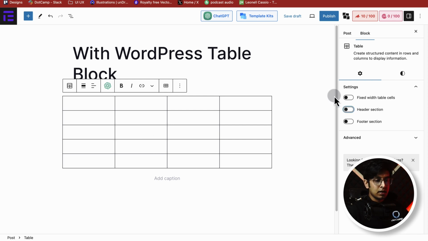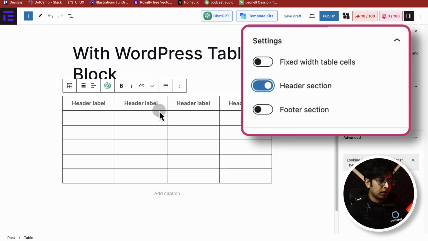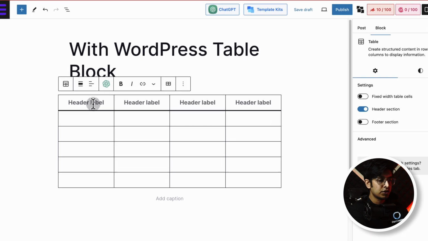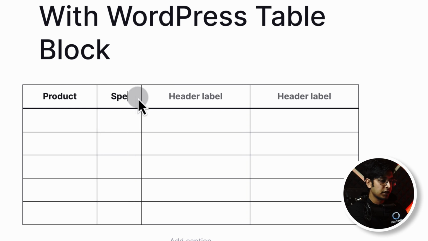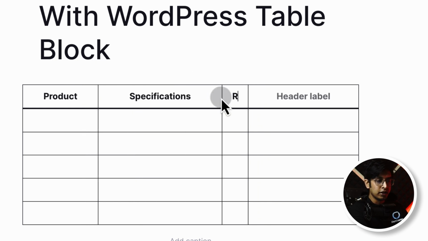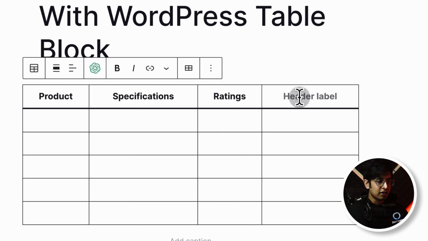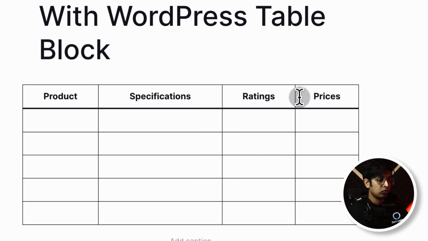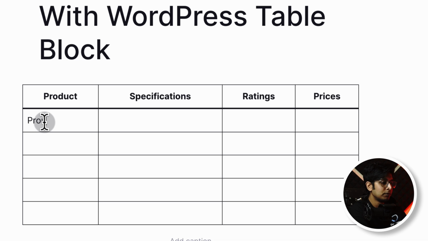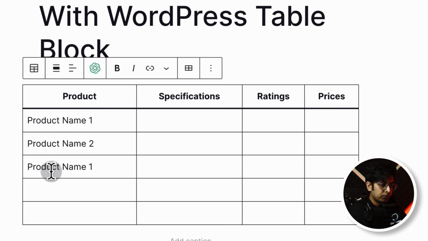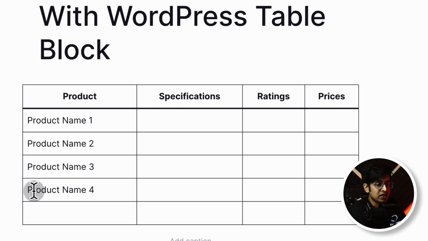So at first I'm enabling header section. So I'm labeling my header. First one would be product. Okay, then specifications, then ratings, and last of all prices. Well, so look, as there is no sub-block in here, I can't add my product images, so I need to write them, like product name 1, product name 2, product name 3, product name 4. You can write down your specific product name.